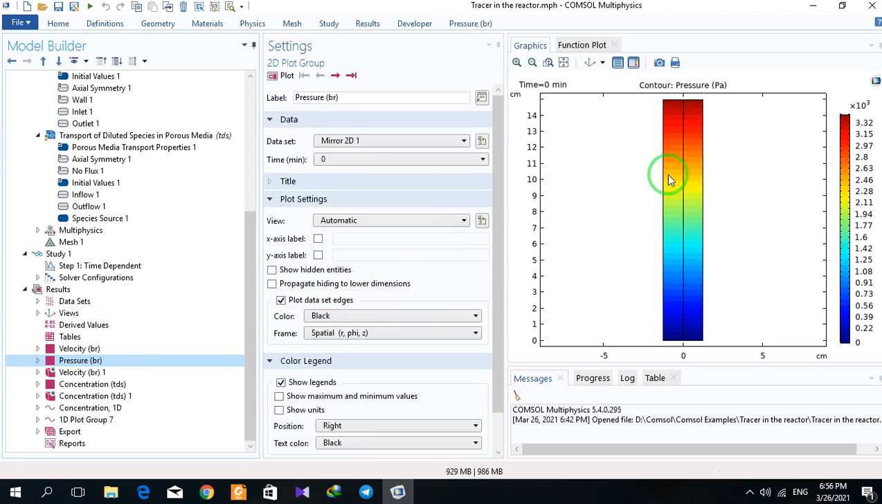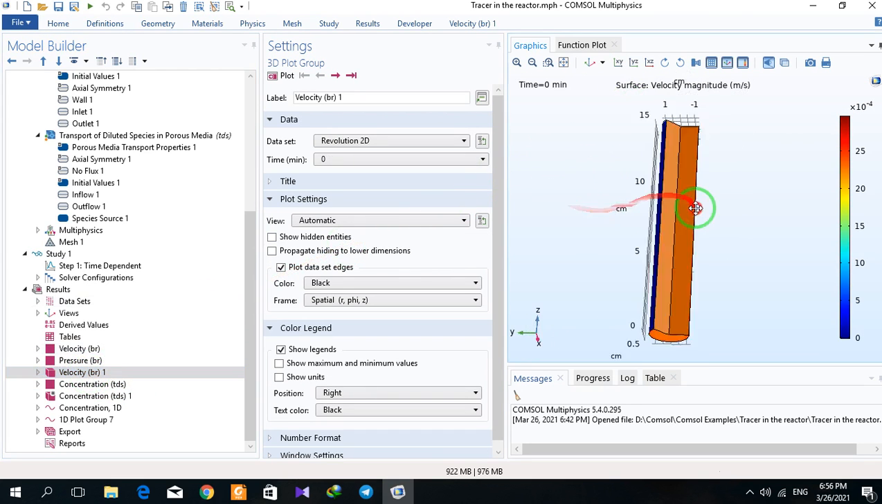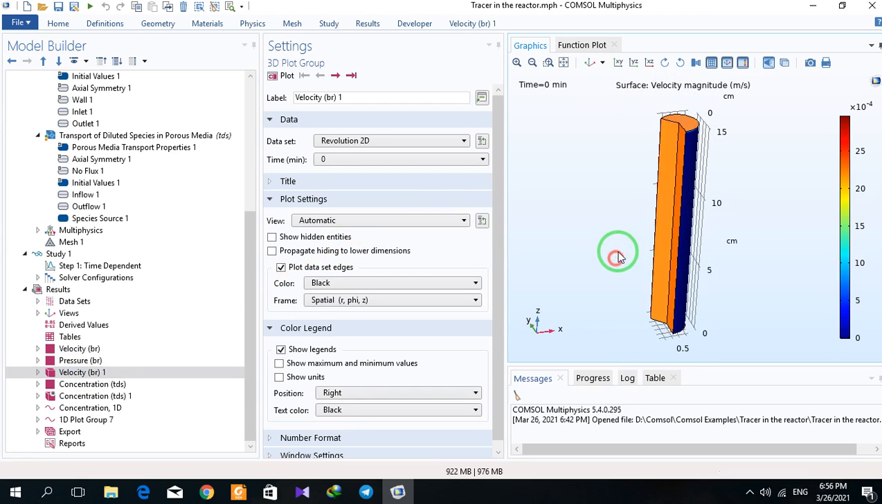For pressure drop, we have this pressure drop alongside our reactor. The pressure drop, for example this time, is 3.32 times 10 to the power 3 Pascal. It is a velocity profile in 3D, because we solved it in 2 dimensions and we don't have any gradient in the theta direction, so we can rotate that in this direction.